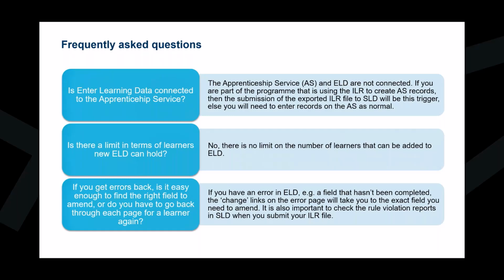And then we talked about the validation that the service does. So if you do get an error in Enter Learner Data, for example, if you've missed a field, the change links on the error page will take you directly to the field that needs to be completed. So it's really been designed to try and help you correct your data as easily as possible. But as we said, it is really important that you check the rule violation reports in Submit Learner Data to make sure that the data is all valid and you're being paid as you would expect to be.